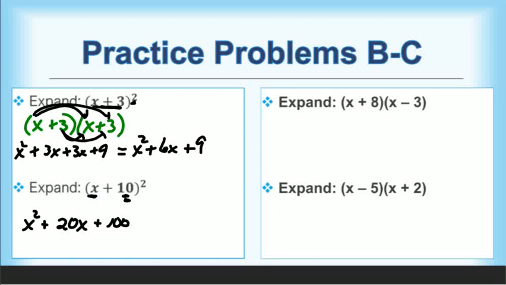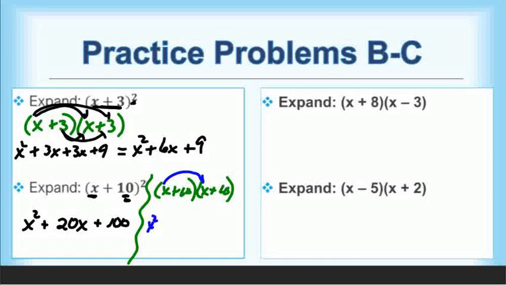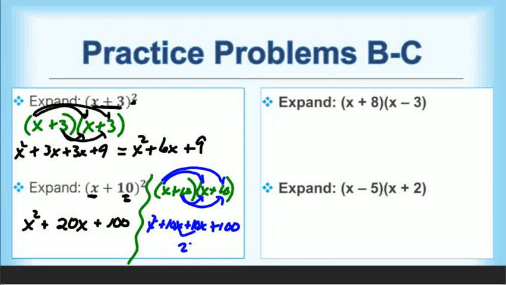Now to show you how that works out, if I take the x plus 10 times the x plus 10 and do the FOIL, x times x is x squared, x times 10 is your 10x, and then you have 10 times x, which is your 10x, and 10 times 10 is your plus 100. So here's your 20x plus 100, and then your x squared. So it's the same way, but here you can see I use the simplified form on the left-hand side.